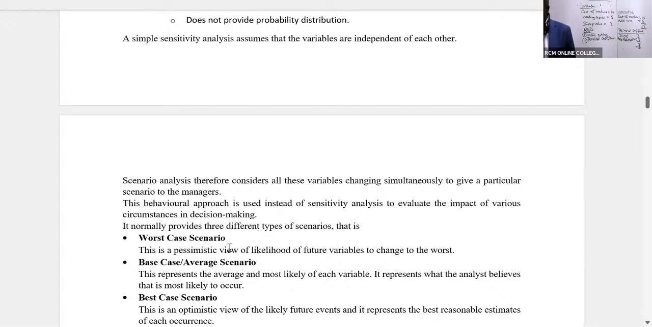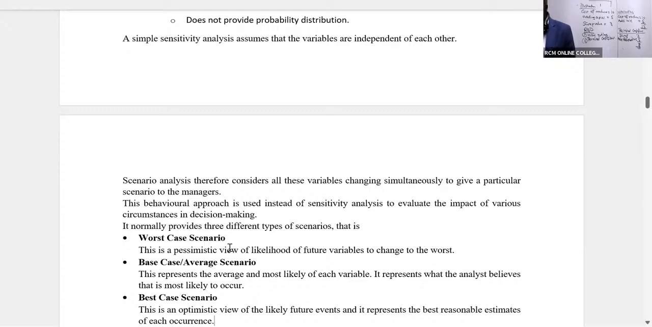That is the worst case. This is a pessimistic view of the likelihood of future variables changing to the worst. So I'm going to get into this business of a college. What if I will not be able to get even one student in the very worst case situation? How will my NPV look?